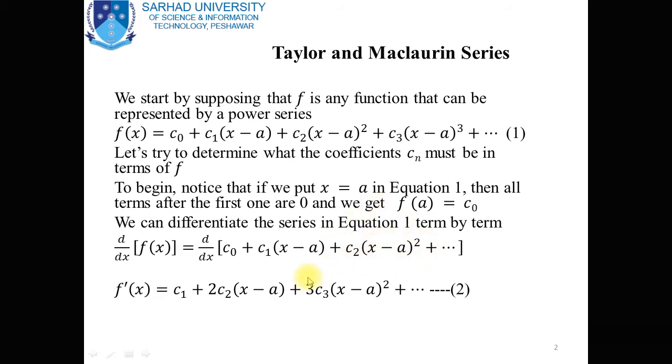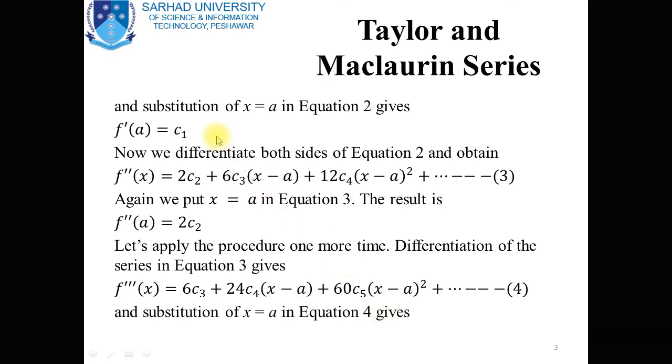now using the power rule in this term, we multiply the power with the coefficient, 2c2 into (x - a), and subtract 1 from the power, plus the derivative of the further term, 3c3(x - a)^2, plus and so on. Now this is equation number 2, and substituting x = a in equation number 2 gives f prime at a is equal to c1.